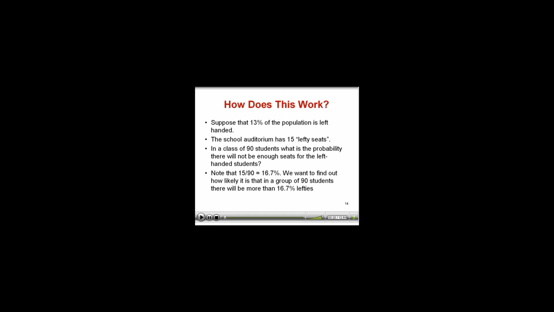Suppose that 13% of the population is left-handed. The school auditorium has 15 lefty seats. In a class of 90 students, what is the probability there will not be enough seats for the left-handed students? Now, 15 divided by 90 is 16.7%. So if more than 16.7% of the class is left-handed, there will not be enough seats. So a first step here was to recognize the need to convert 15 out of 90 to a percent.